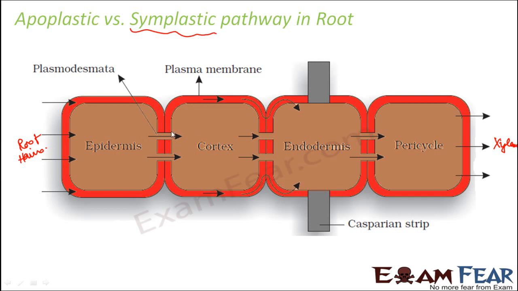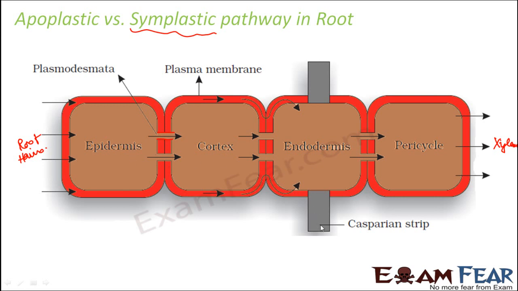Now two neighboring cells will have openings like this to communicate with each other, and these openings are known as plasmodesmata. So what will happen? Water will move from one cell to the other cell through these plasmodesmata. And this type of pathway is known as the symplast pathway. So here you can note the difference.